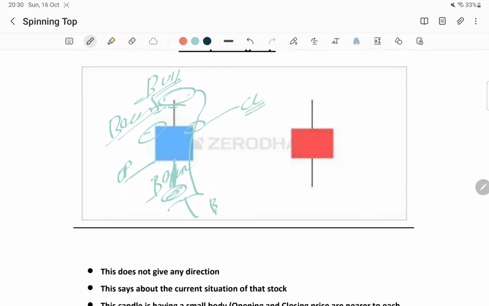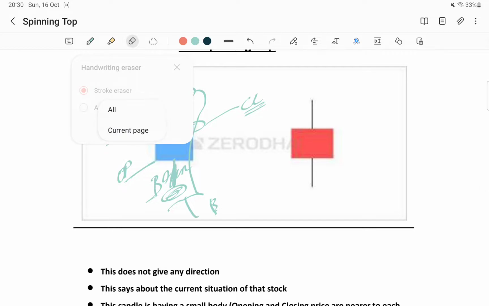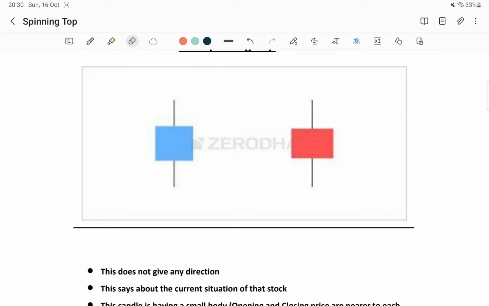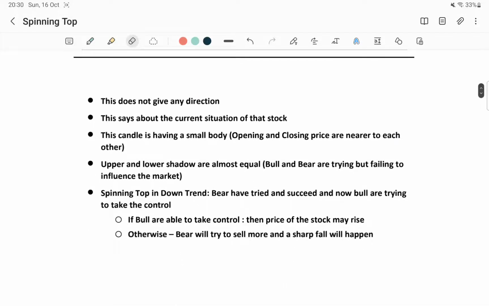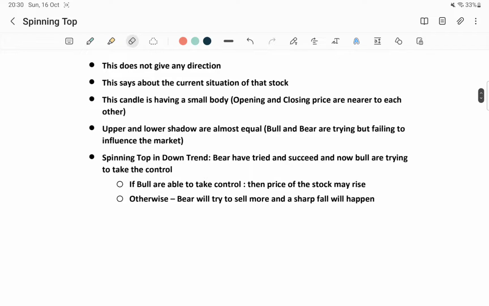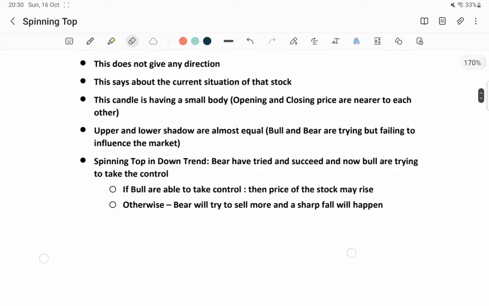So a lot of fighting is happening between the bull and bear, but nobody is succeeding. Nobody is succeeding in the sense that nobody is able to influence the market or the particular stock. That's what the upper shadow and lower shadow are trying to say. Okay, so let's understand what happens in case of a spinning top.